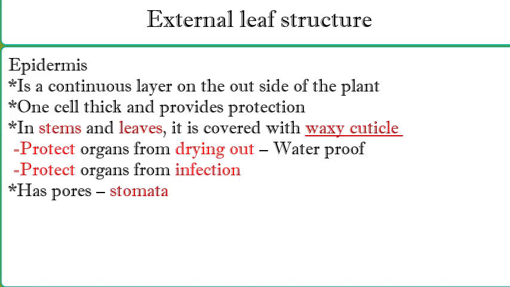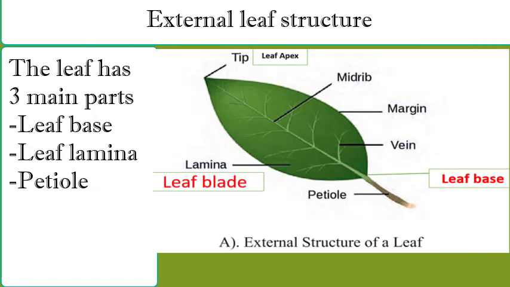Epidermis. The epidermis is a continuous layer on the outer side of the plants, which is one cell thick and provides protection. The epidermis in stems and leaves is covered with a waxy cuticle to protect organs from drying out and from infection. The epidermis in leaves has pores, what we call stomata, which allow entry of carbon dioxide for photosynthesis. The leaf has three main parts: leaf base, leaf lamina, and petiole.